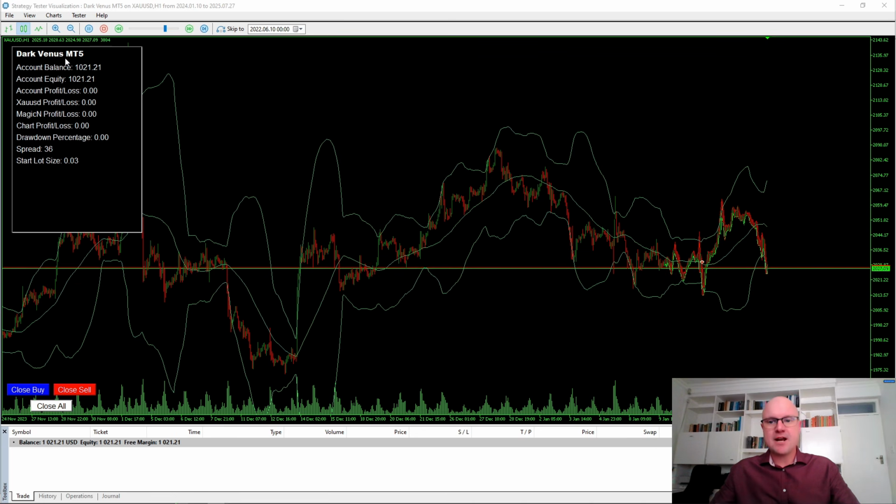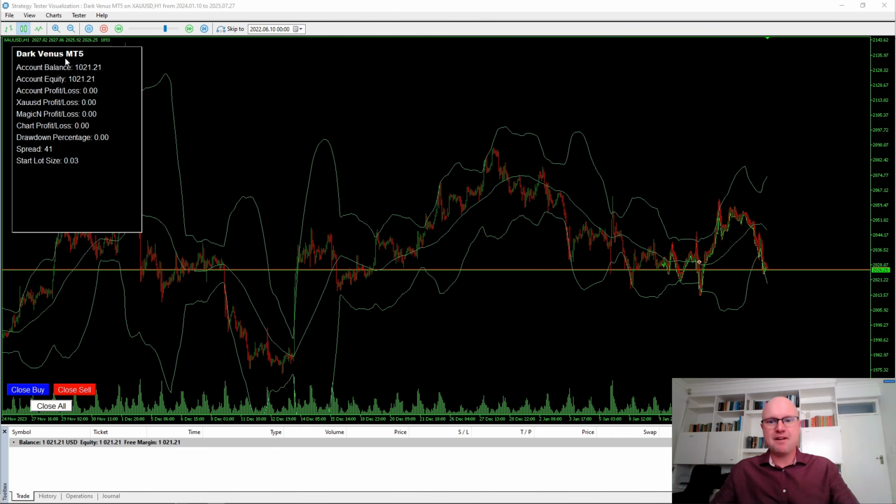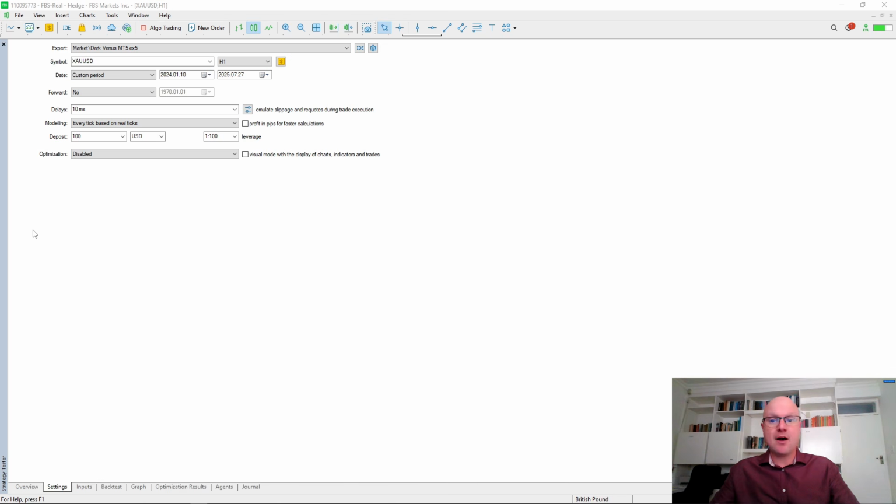So let's jump right in and head over to my MetaTrader 5 and we'll take a closer look at a couple of different backtests for this new set file. So firstly, I'll be testing Dark Venus MT5, but I'll also have a MetaTrader 4 version of the set file available. We'll be testing against the XAUUSD on the hourly time frame, from the 10th of January 2024 until the 27th of July 2025, using a 10 millisecond delay and every tick based on real ticks, which will give us the most accurate testing.